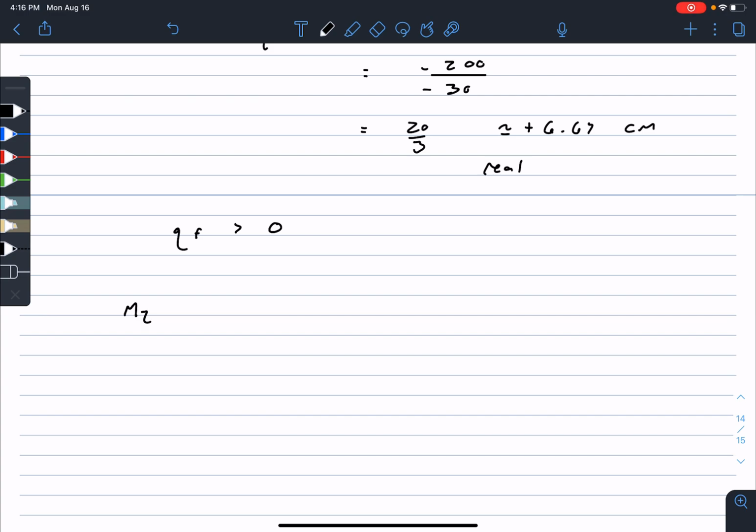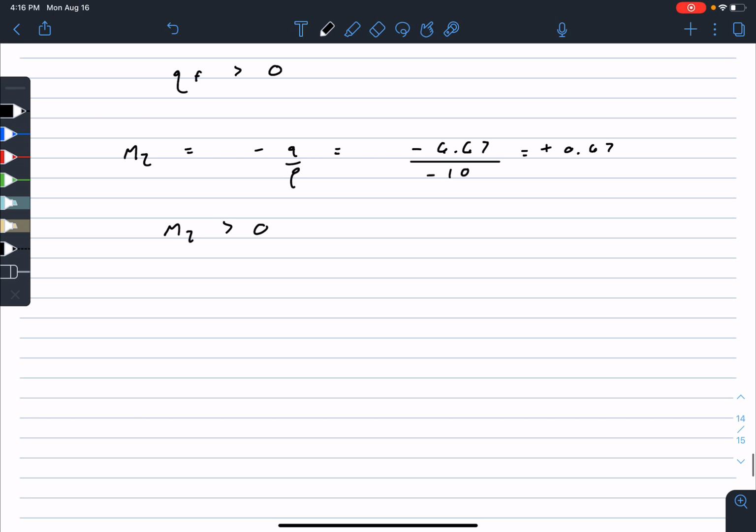Now M2 in this case, negative Q over P, is going to be, what do we have? Negative 6.67 over negative 10, which gives us a value of 0.67. This is a positive number, so M2 is greater than 0, which means that it's upright in the second lens, but the final image may not be. So let's just hold on there.